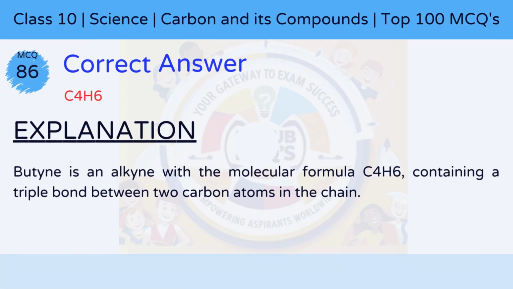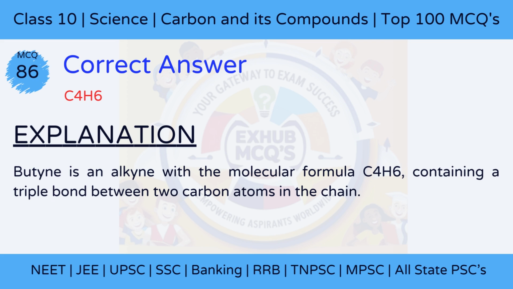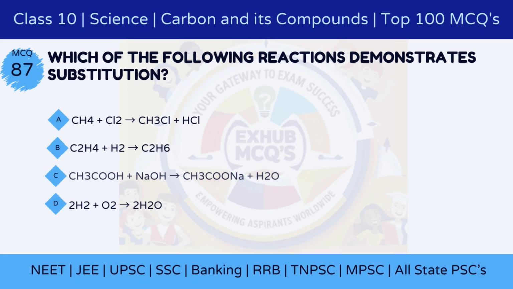The correct answer is option C, C4H6. Explanation. Butyne, an alkyne, has the molecular formula C4H6 and contains a triple bond between 2 carbon atoms in its structure.